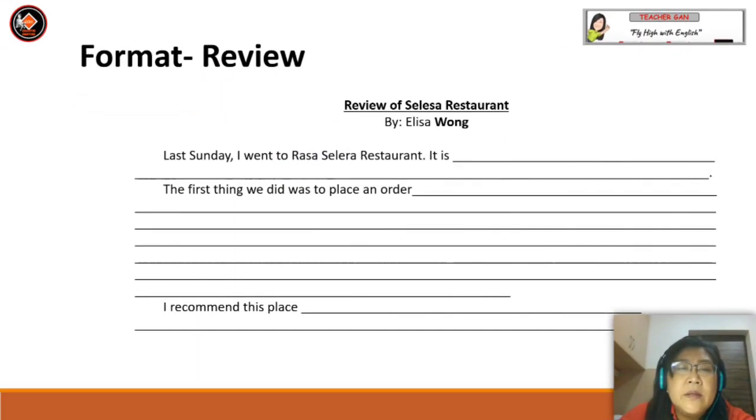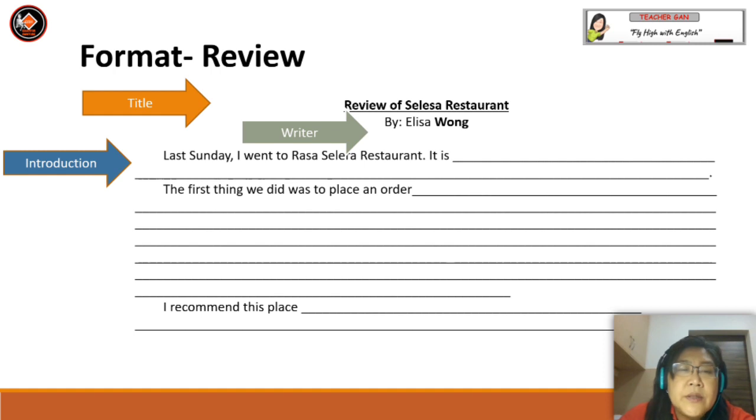Let's look at the example for the format. So this is how you write a review. Make sure first of all you must have the title, for example, Review of Celeste Restaurant, and then you must have the writer's name, by Elisa Wong. But later on you can see that from the examples, some of them do not have the writer's name. And then the introduction, you can write: last Sunday I went to Celeste Restaurant, it is located in Jalan Muda, and you can continue.